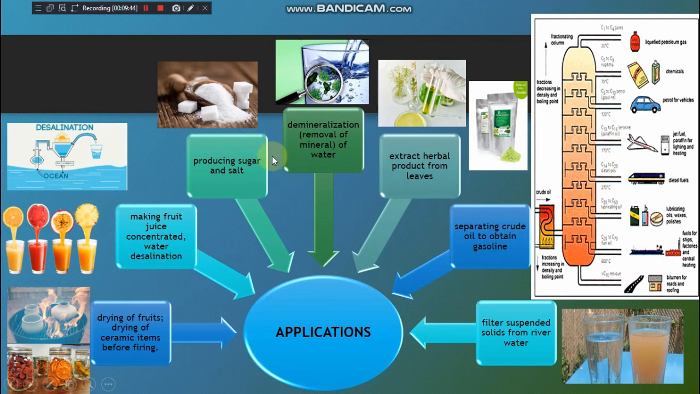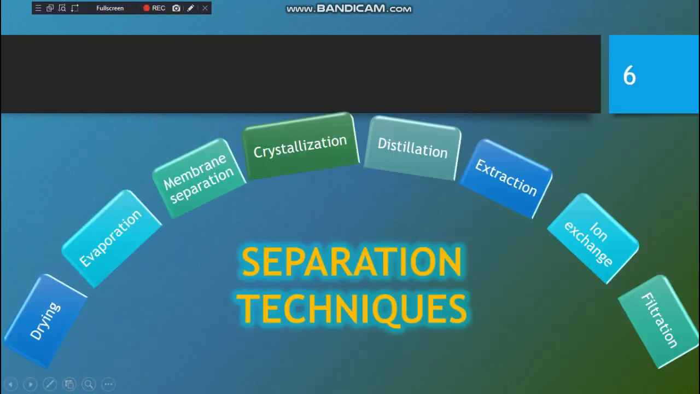The other applications are very simple, where they just have simple separating techniques to get the end product. Okay, so let's move to the separation techniques. There are several separation techniques normally used in chemical process industries, for example drying, evaporation, membrane separation, crystallization, distillation, extraction, ion exchange, and filtration.